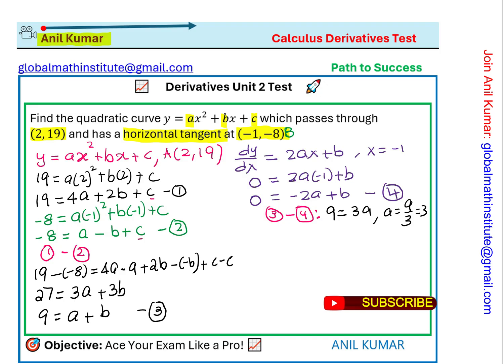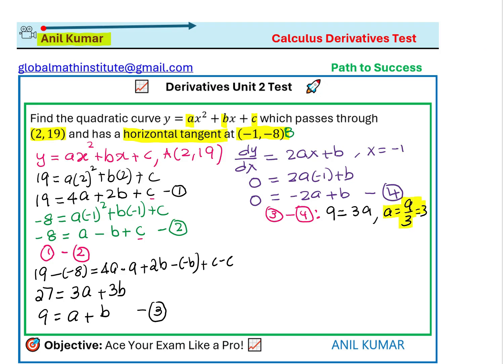Let me highlight this. So I've squeezed it in because I want to give you the complete solution on this small space. Perfect. Makes sense, right? Yeah. So now let's move forward. Find what b is. Well, b is 9 minus a, which is 9 minus 3, or 6, correct? So we get the value of b as 6.